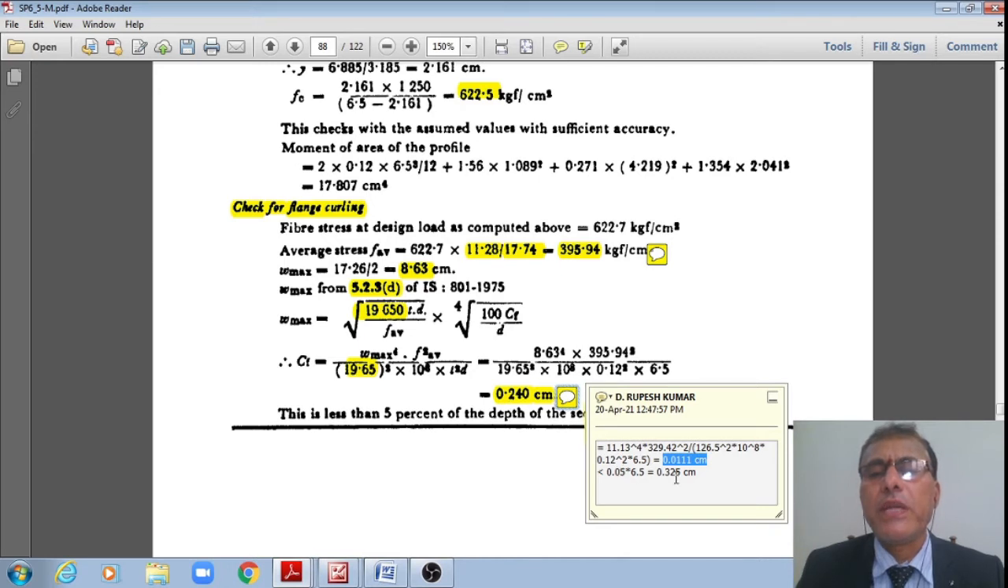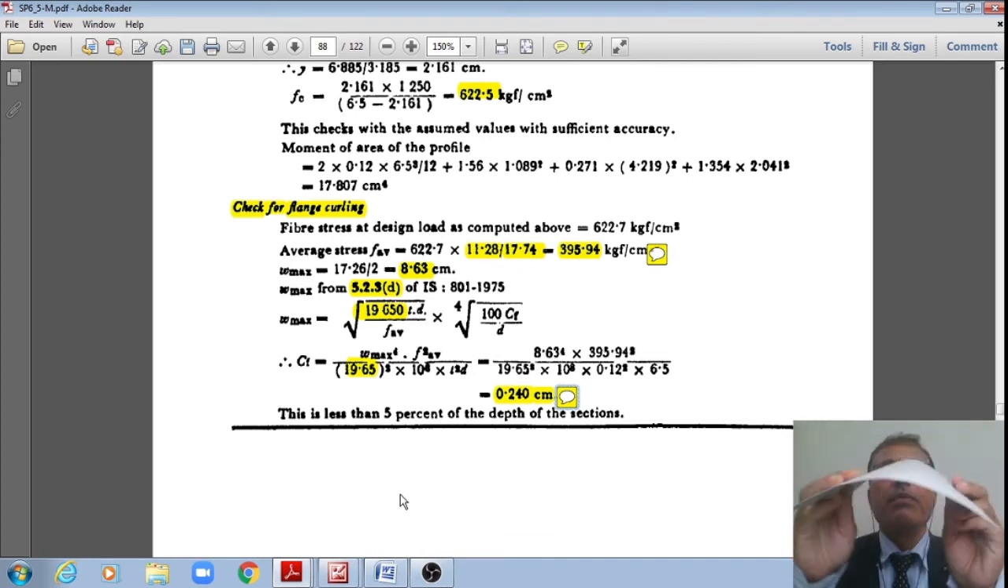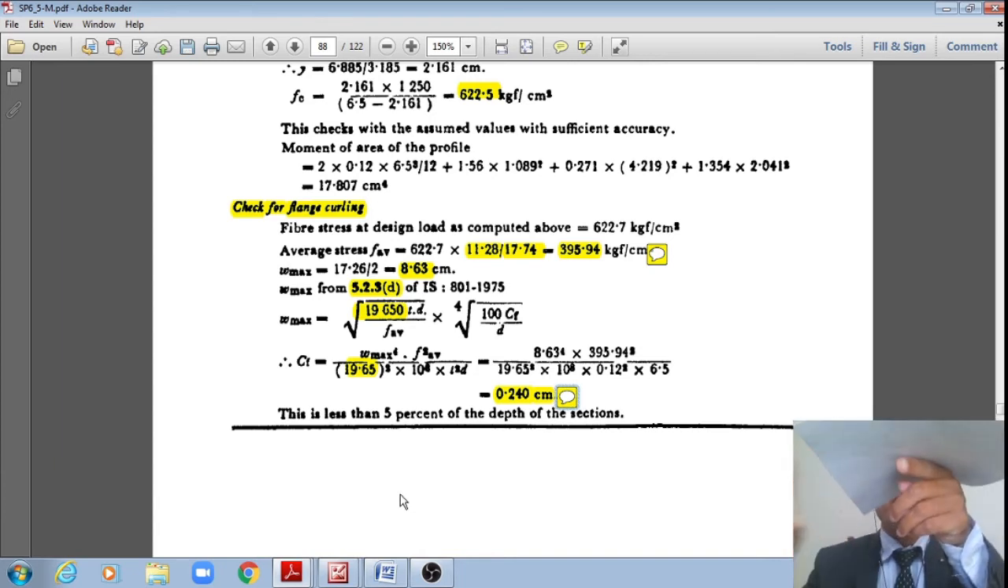Therefore, this 0.0111 is much less than 5% of the total depth, which is 0.05 multiplied by 6.5, 0.325. However, 0.0111 is much less than 0.325. Therefore, what we can conclude as per this total specification is that this is less than the permissible value. Hence, curling on the flanges will not be a problem, right? Curling will not happen. If this is more than that 5%, obviously the curling will happen like this, right?